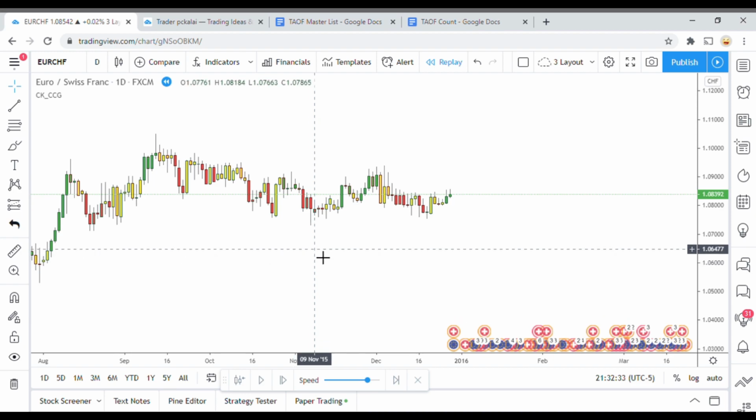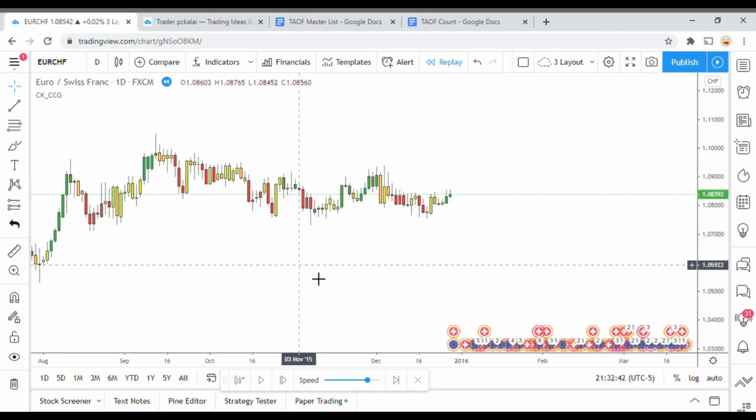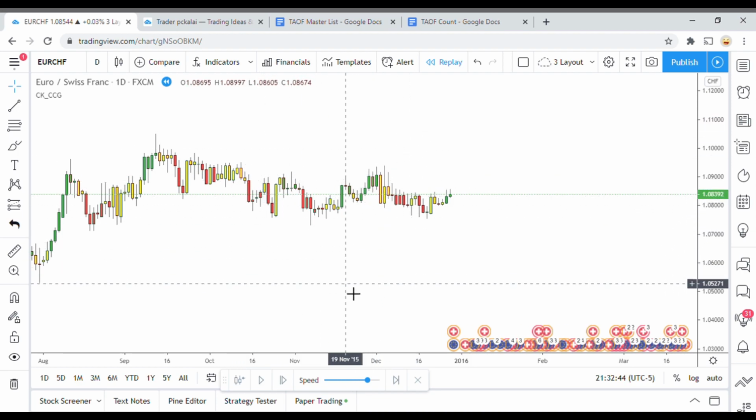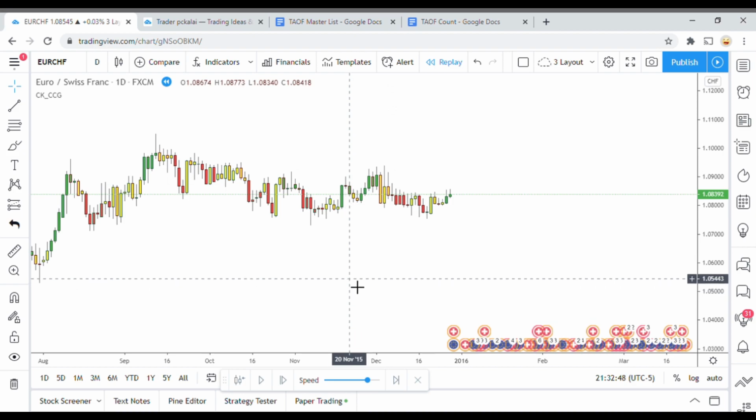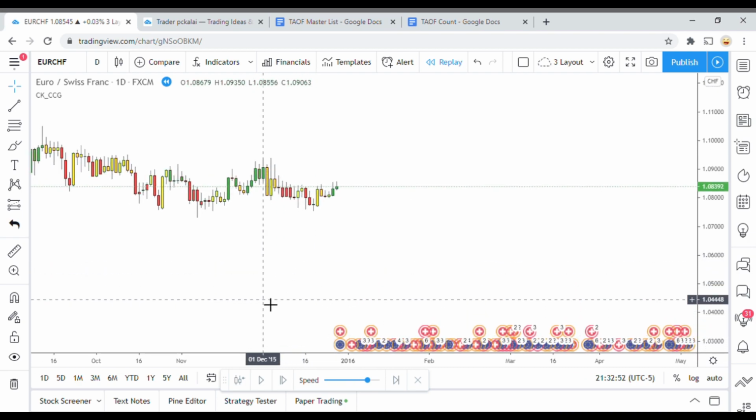Like I said, this indicator is relatively simple. What we are looking for is red candles for us to go short and green candles for us to go long. And that is pretty much how we will be testing it today.